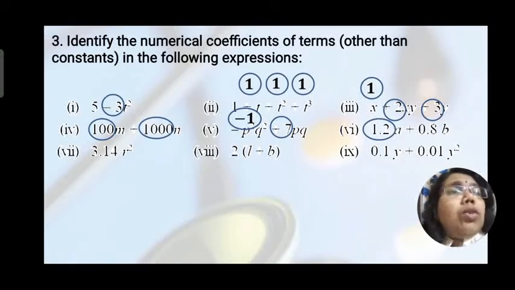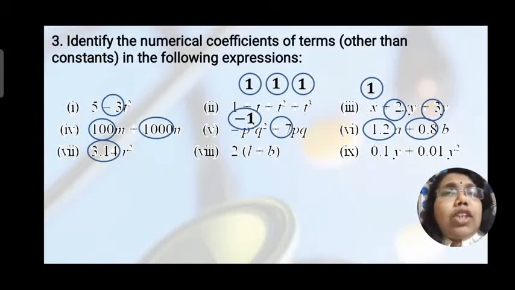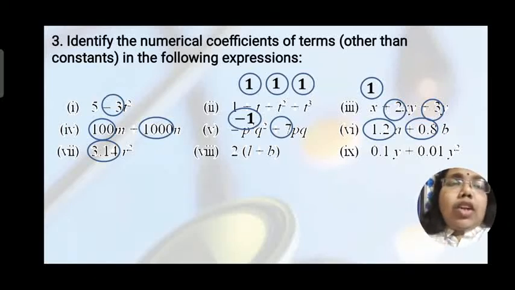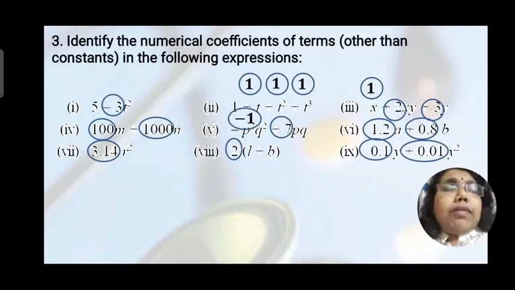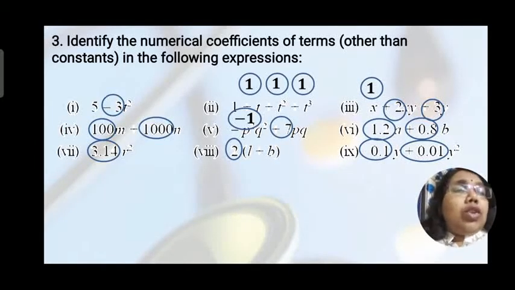Again 1.2 and 0.8 are the coefficients. Then here 3.14 is the coefficient for r squared. 2 in bracket L plus P. Here 2 is the numerical coefficient. And then lastly we have 0.1, the coefficient of y, and 0.01, the coefficient of y squared. These are the coefficients. Now understand one thing, that wherever there is no coefficient shown, there is a coefficient of 1.